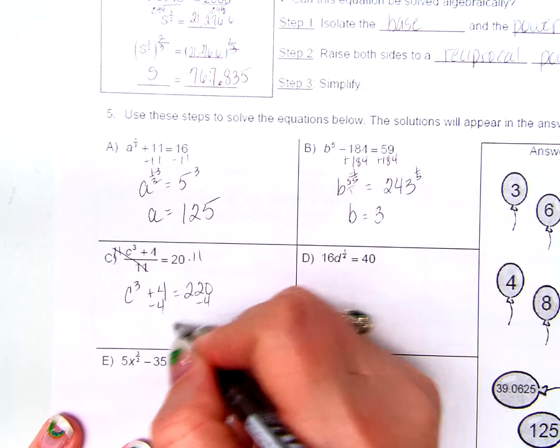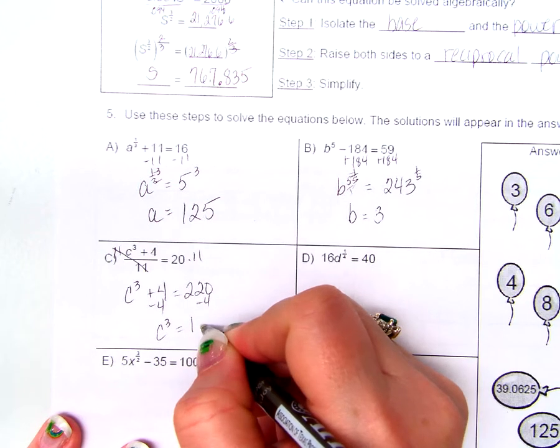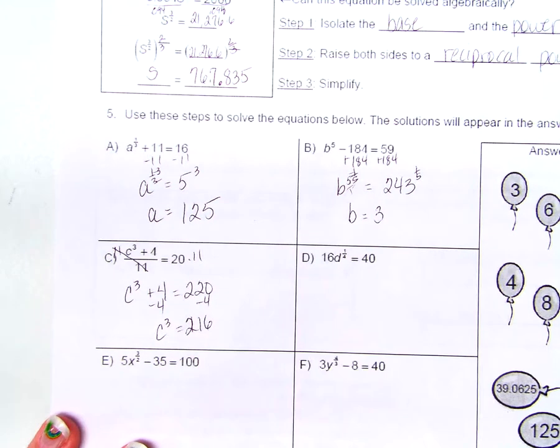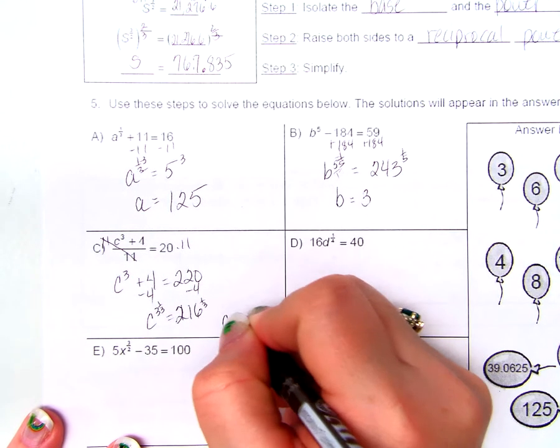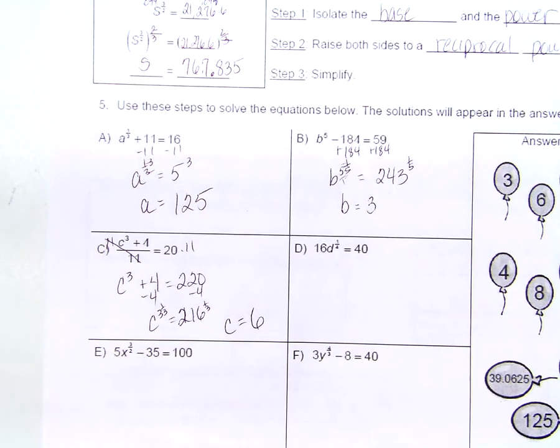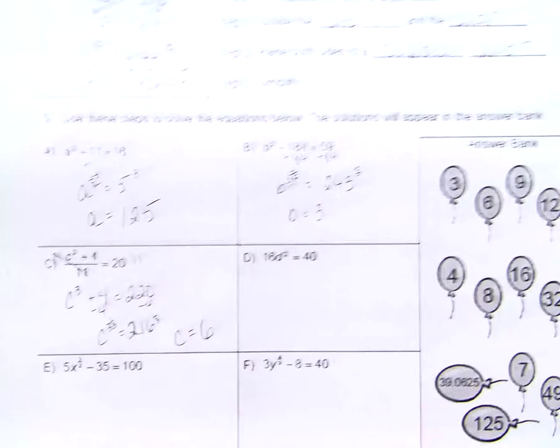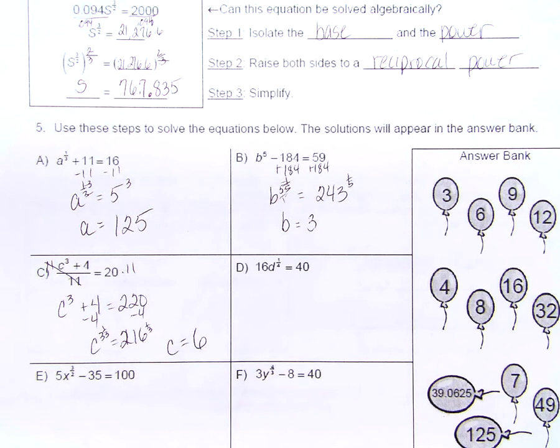Subtract 4 from both sides. C to the 3rd power equals 216. To the 1/3, right? 1/3. C equals 6. So we've done 3 problems so far, and we've messed up. Not really, but we're forgetting a step. What step are we forgetting? Yeah, we got to check it.